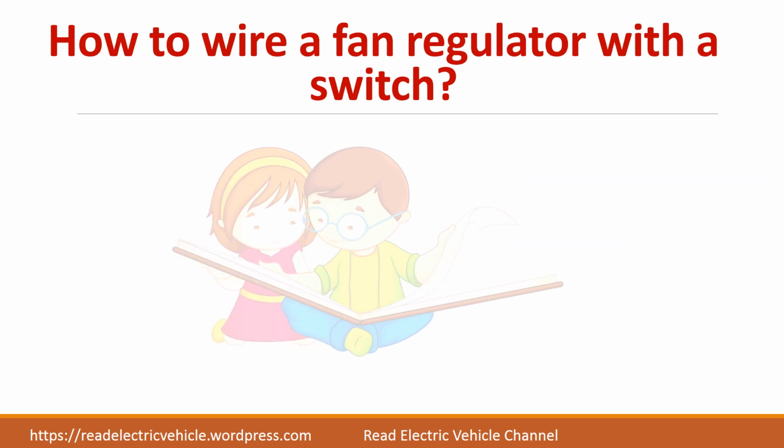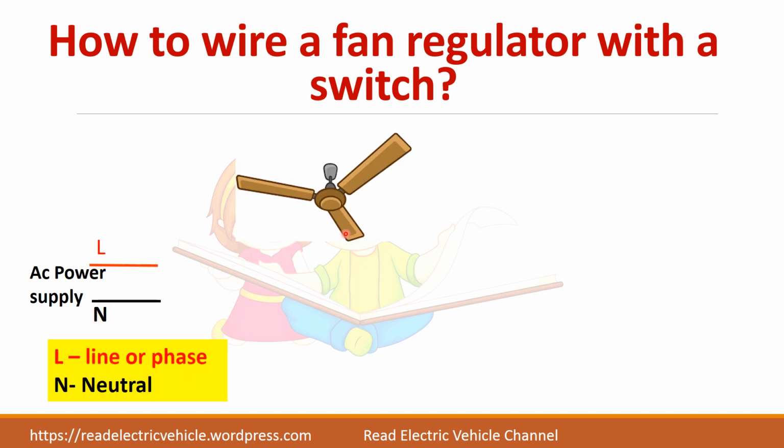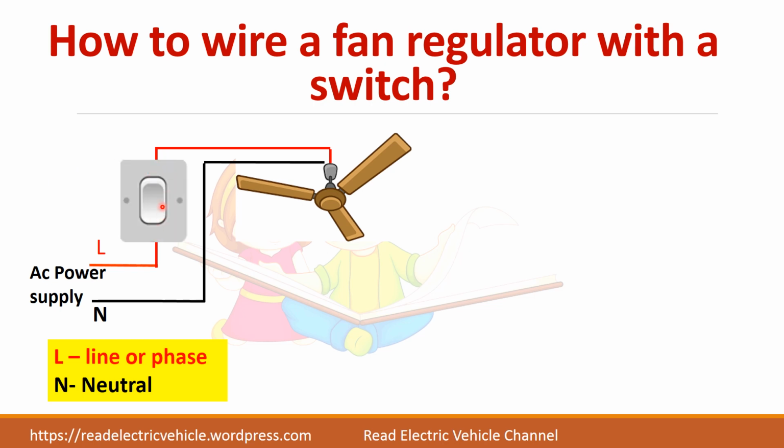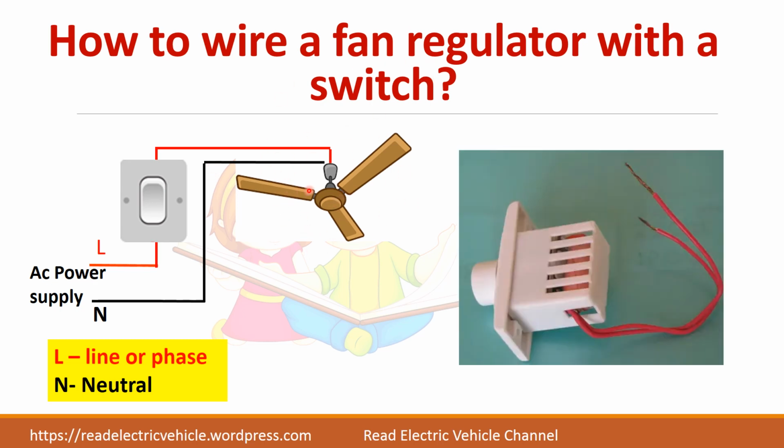So let us see how to wire a fan regulator with the switch. Now we have the AC supply as well as the fan as the load. If I connect it directly, it will be running continuously. So I want to control it. What can I do? Put a switch in the line. By turning on and off, I can control the fan. But still we want to control the speed of the fan. So for that we need a fan regulator.